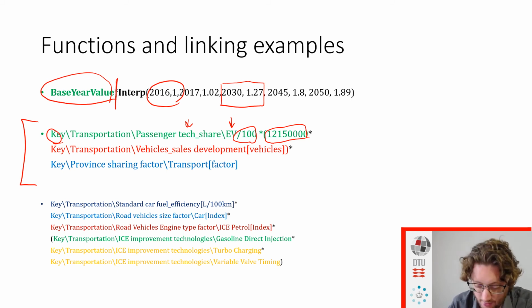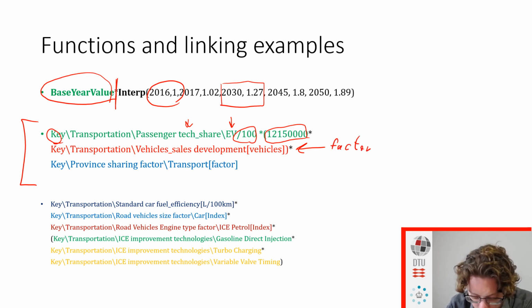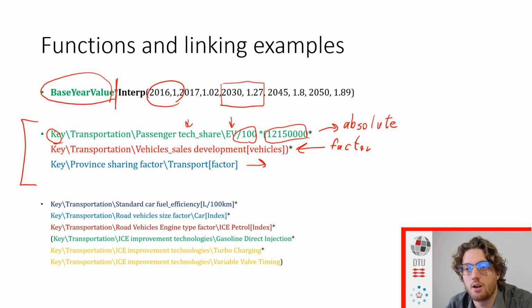And then I multiply that with, here I have a similar key assumption, a vehicle sales development, which is a factor, and this is an absolute number upstairs on top of what my sales was, or what my number of vehicles was from a specific technology. So that's an absolute number. This is a factor, and this here again is my province area factor, because this is a model where we have multiple regions. So this is also a factor.